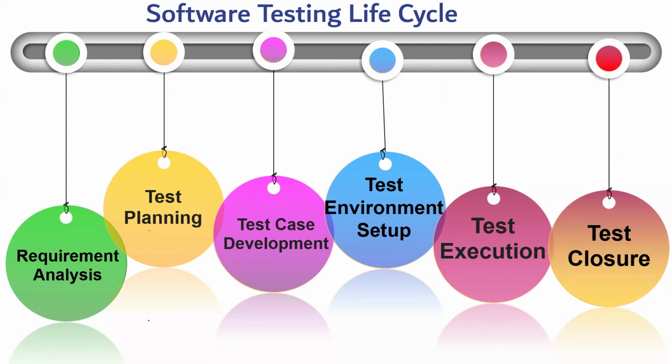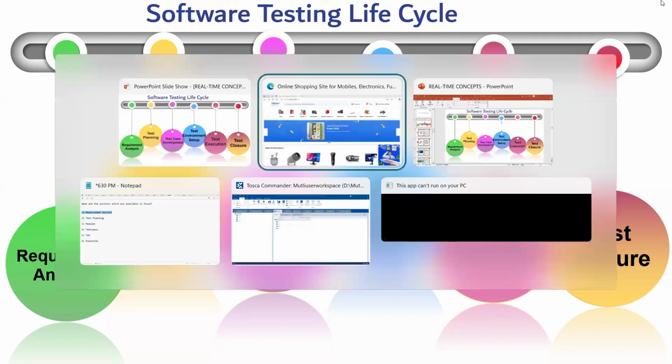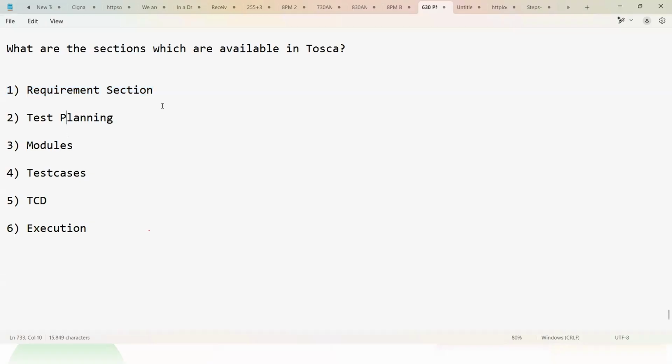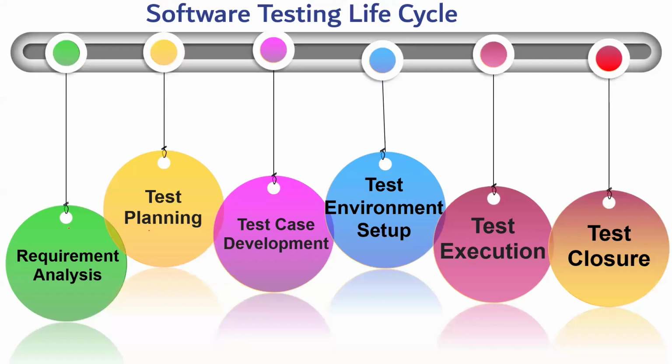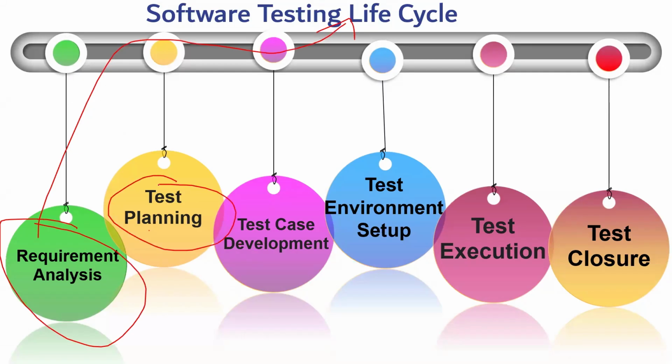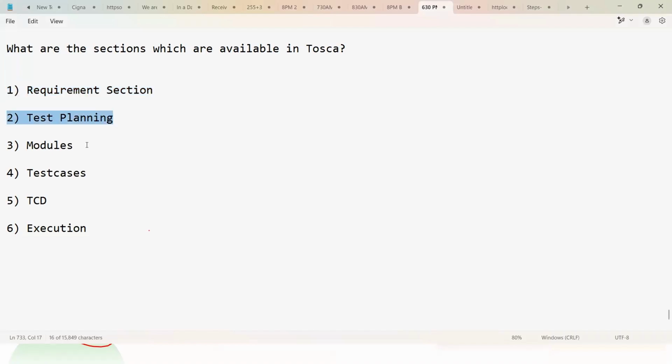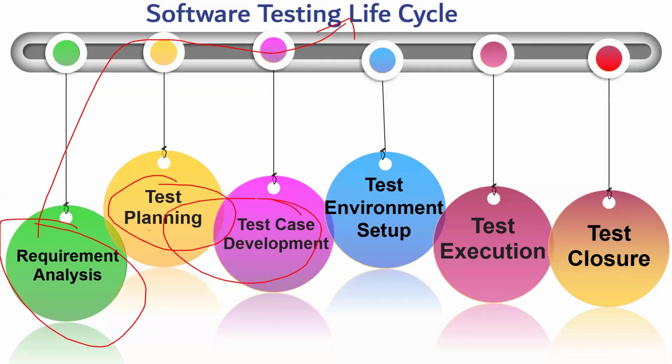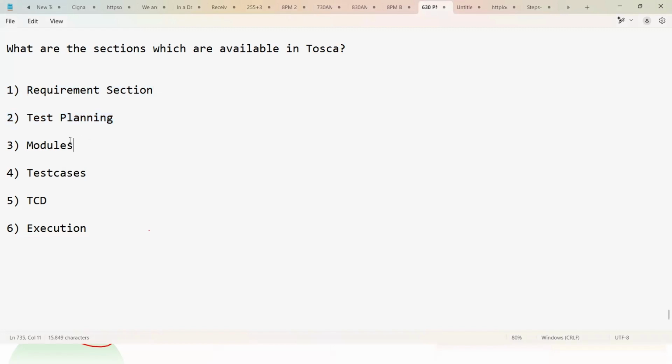Now, let me correlate the same thing with our sections. What is the first thing? The requirement section. Why? Because we first need to understand the requirements in the software testing lifecycle, so we put the requirement section at the top. Next one, test planning. Next, test case design, which is for manual testing. But in automation testing, we need to write the code, and in order to write the code, we will use modules.